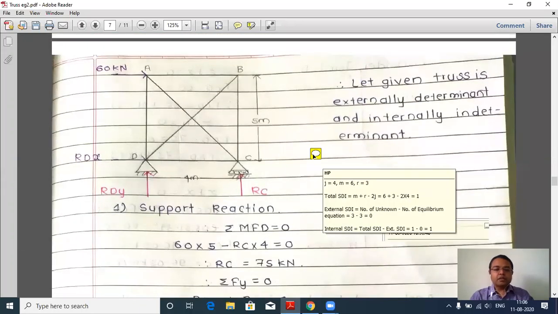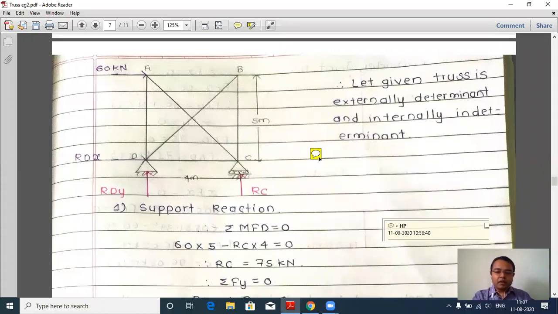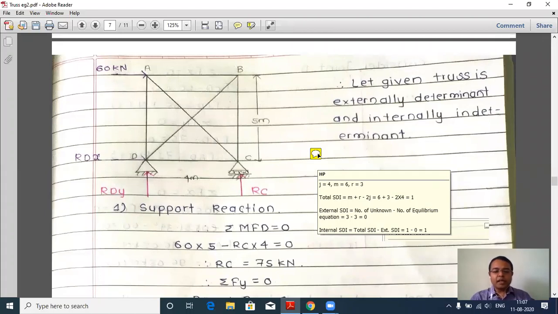So we'll start with this. First of all, you have to find the SDI of the structure. While finding the SDI of the structure, first count the number of joints. Next, count the number of members. After that, count the number of unknown reactive components, that is R. Here I have shown the calculation of the total SDI, external SDI, and internal SDI.